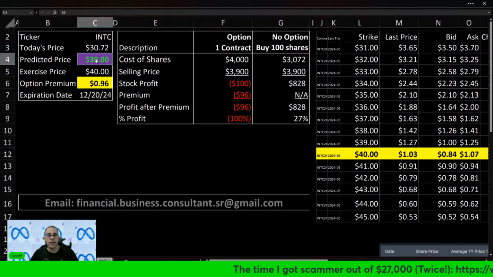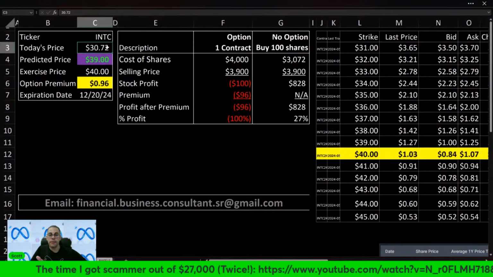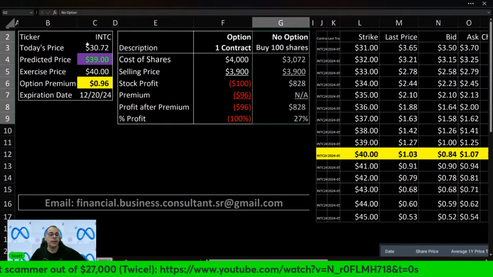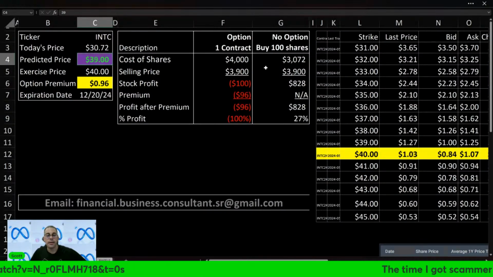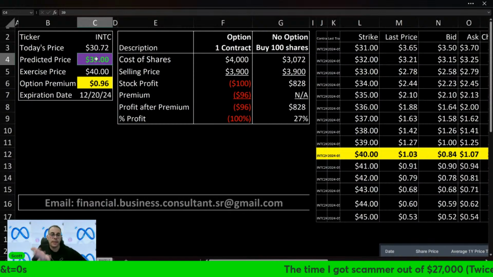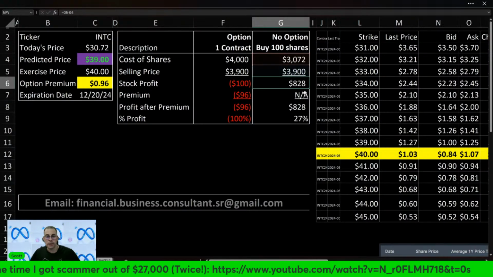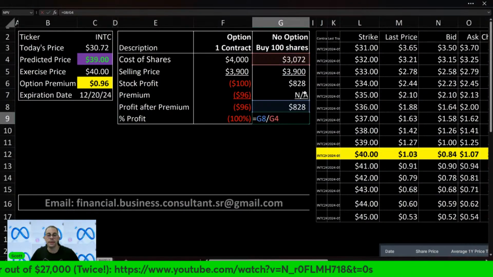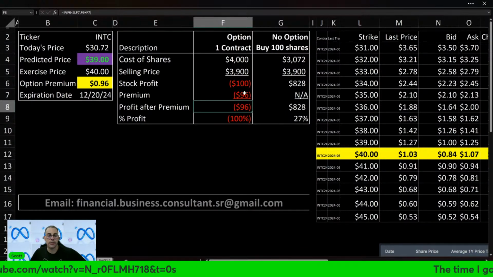So if you bought the 100 shares at $30.72, and it went to $39, hit 39, say by 12/20, you would have made $828. So you would have had a 27% return. With the option, you would have just lost your $96 because it never hit 40, so you would never exercise the option.